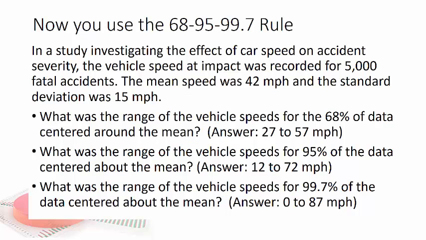We have a study investigating the effect of car speed on accident severity. The vehicle speed at impact was recorded for 5,000 fatal accidents. The mean speed was 42 miles per hour, and the standard deviation was 15 miles per hour. What was the range of vehicle speeds for 68% of the data centered about the mean? Go ahead and just add 1 standard deviation to both sides of your mean. For 95%, you would add 2, and for 99.7%, you would add 3 standard deviations. By the way, try to figure out why I have 0 here.